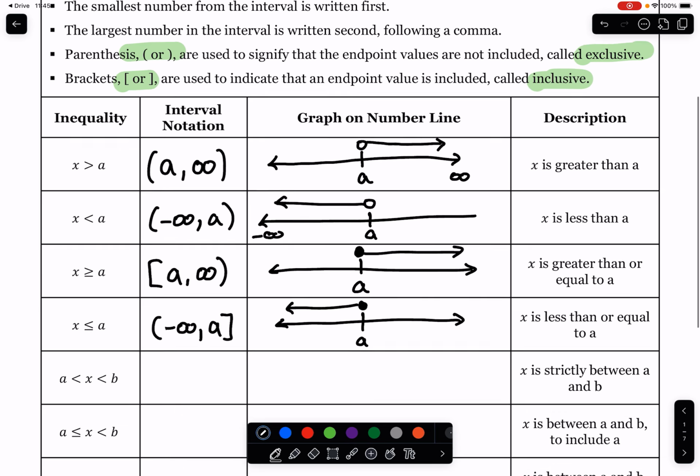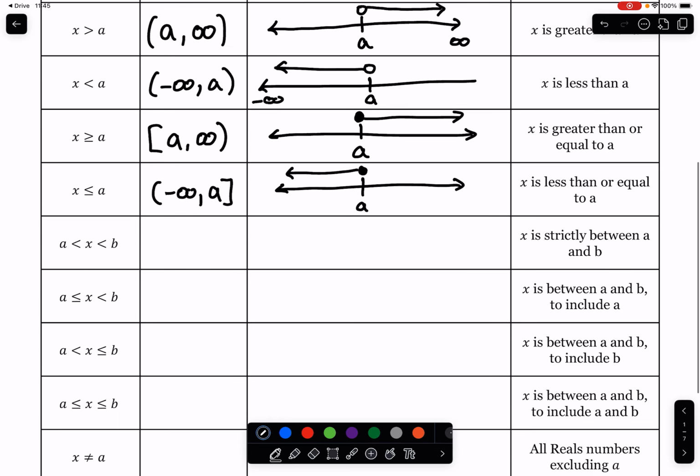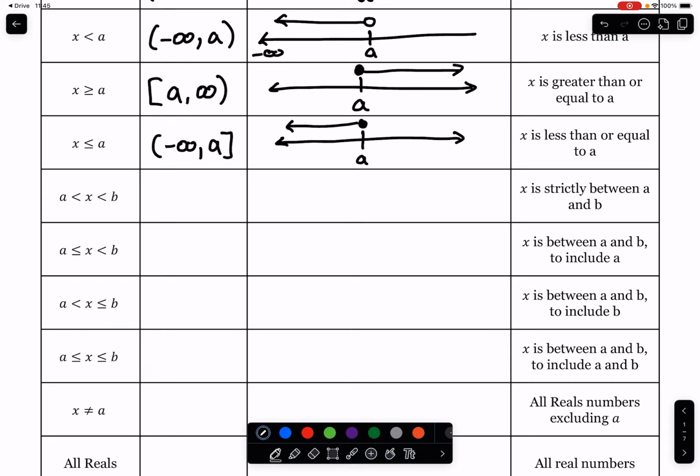Now, let's say that we're not only going to be greater than or less than one particular value, but we're going to be between two values, two endpoints. Okay, now we're not going to go beyond to negative or positive infinity, like in this example right here.